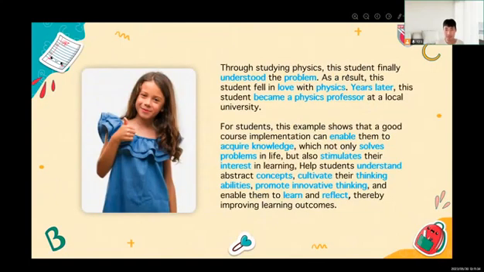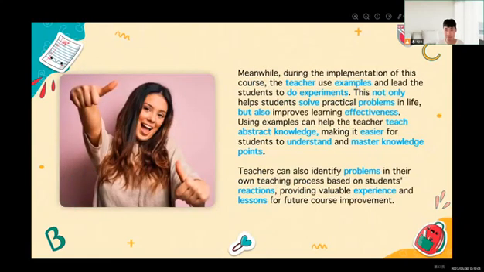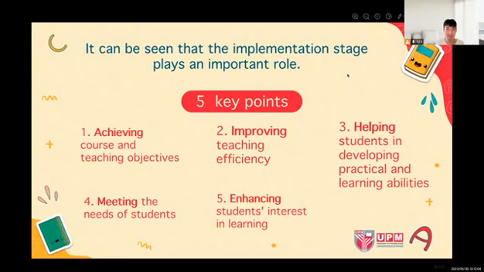So for students, this example shows that a good course implementation can enable them to acquire knowledge, which not only helps solve problems in life, but also stimulates their interest in learning, helps students understand abstract concepts, cultivates their thinking ability, promotes innovative thinking, and enables them to learn and reflect, thereby improving learning outcomes. So it can be seen that the implementation stage plays an important role, especially in the 5 key points.